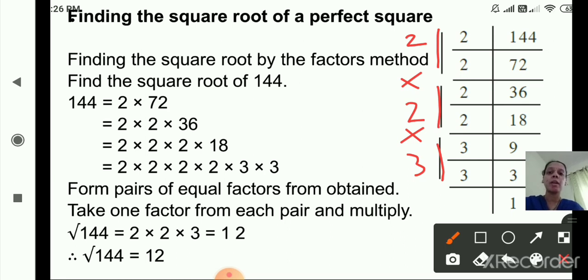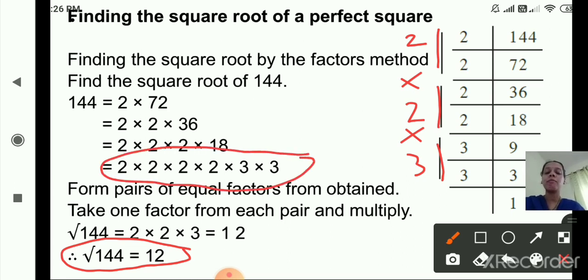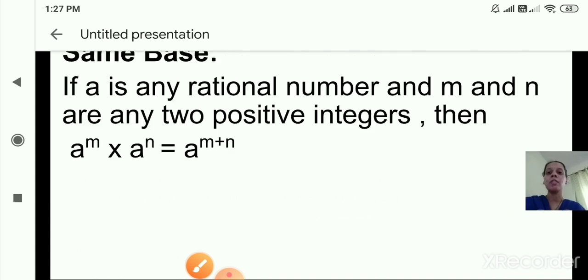So 2 multiplied by 2, 2 2s are 4, 4 3s are 12. So what is the square root of 144? The square root of 144 is 12. Hope you are clear with this factors method. First we find the factors, then we write down all the prime factors, and from those prime factors you make pairs of equal factors. Then from each pair you take one factor and multiply them. So you will get the square root of that particular number. Now we will see the next one.